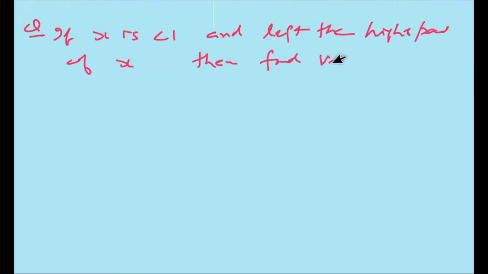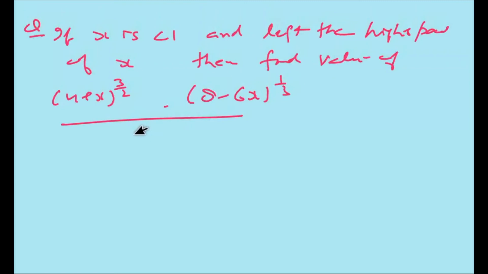find the value of (4 plus x) to the power 3 by 2 into (8 minus 6x) to the power 1 by 3 upon (1 plus x) to the power 2 by 5.